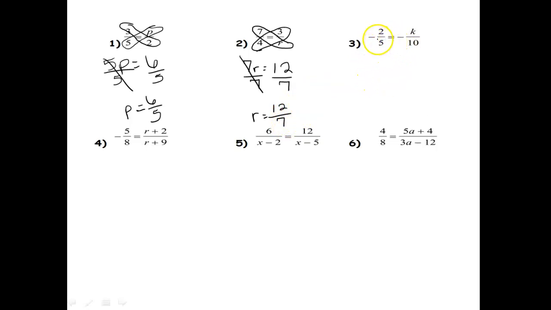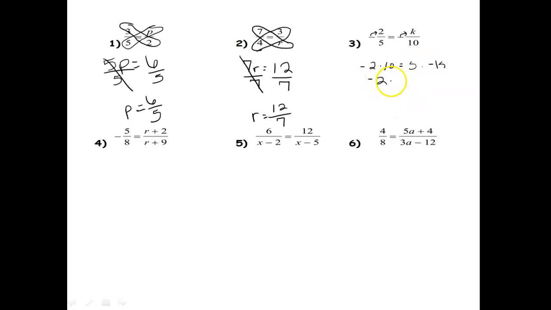All right, here we have 2 negatives. I need you to understand that the negative goes to the numerator, to the number on top, or the variable on top. So that's negative 2 over 5 is equal to negative k over 10, okay? So you have negative 2 times 10 is equal to 5 times negative k. So that's how it looks.